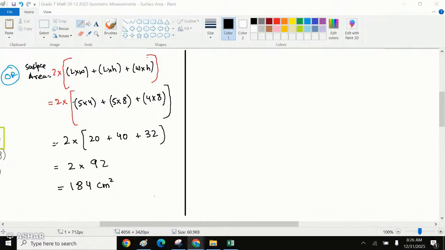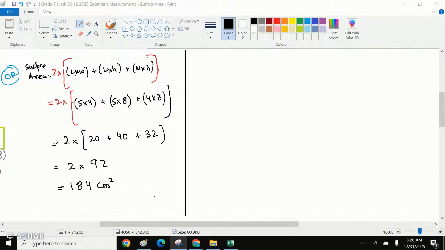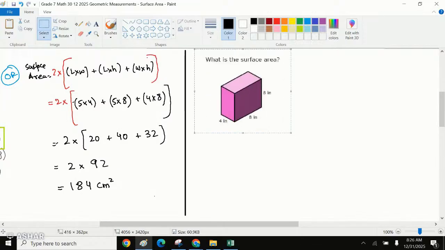Okay, just a minute, please. I would just get another question, and this says we need to find the surface area. In question number 5, we still need to find the surface area of the shape. This is question number 5. Let's see what we can do. So the length was 8, the width was 4, and the height is also 8.